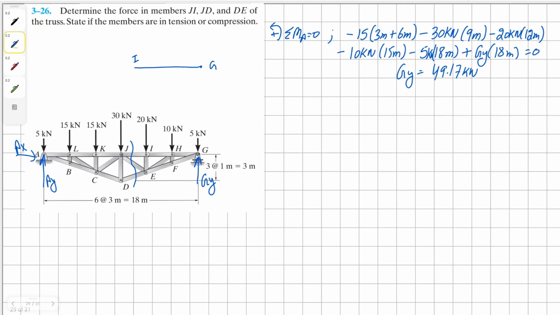At G we have two external reaction forces, one is 5 kilonewton and the other one is 49.17 kilonewton. At point H, we have one external at 10 kilonewton, and at I, we have another one, 20 kilonewton. At I, we also have force in member JI.